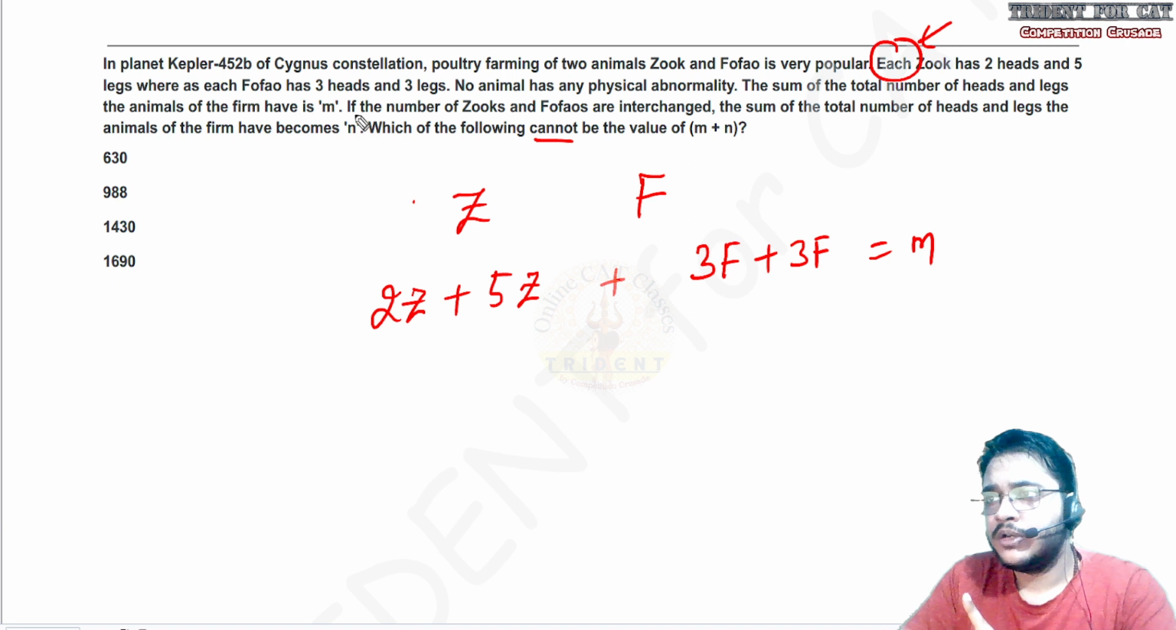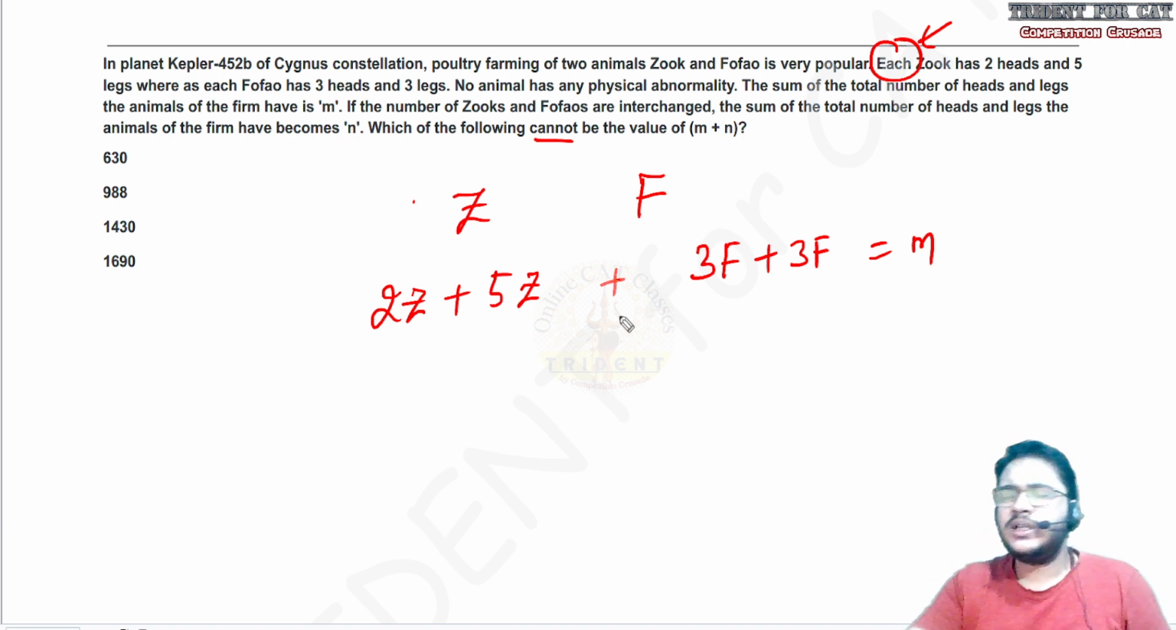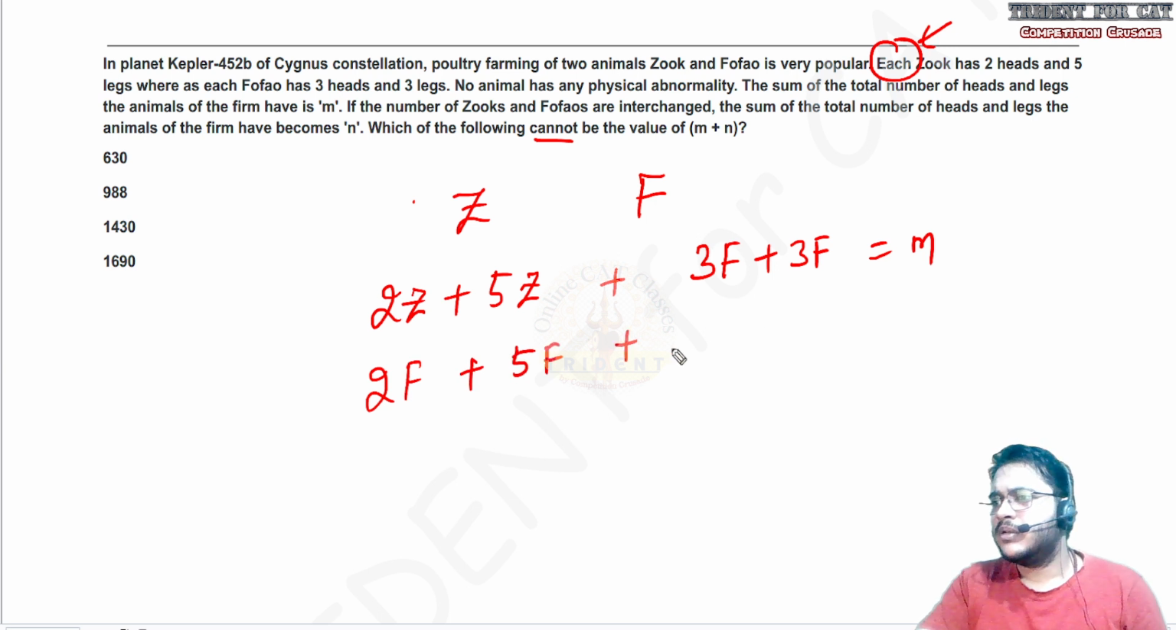And then they go on to say, if the numbers of zooks and fofos are interchanged, what does this mean? At this point, all you need to understand is to just change the variable z to f. So what will you get? You'll get 2f plus 5f plus 3z plus 3z, which equals n.